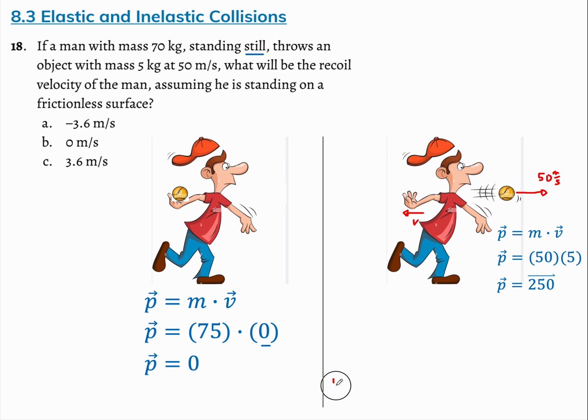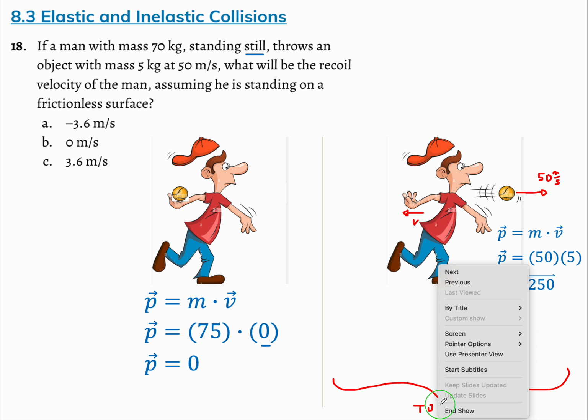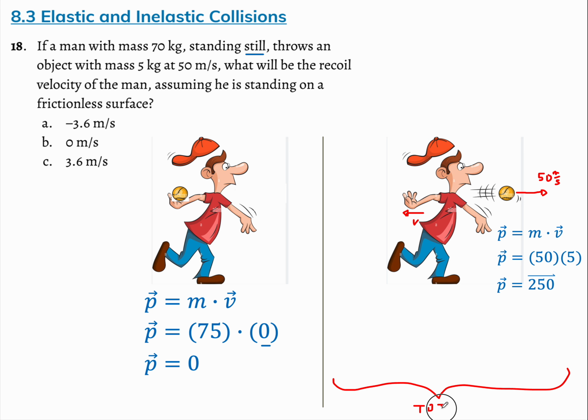We know that the total momentum of the ball and the person still has to be 0. Why? Because it was 0 before they threw the ball, and momentum is always conserved, both in magnitude and in direction. And so in this case, what does the momentum of the person have to be by definition? Well, it's got to be 250 in the opposite direction. So the sum of these two adds up to that 0.